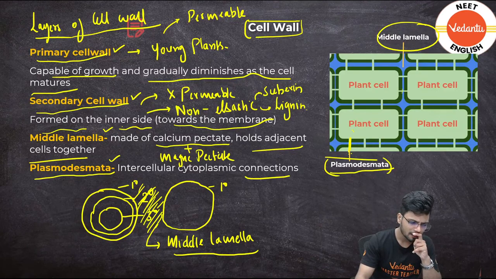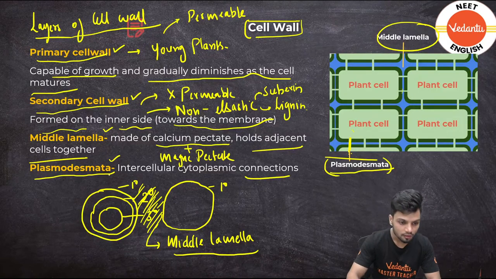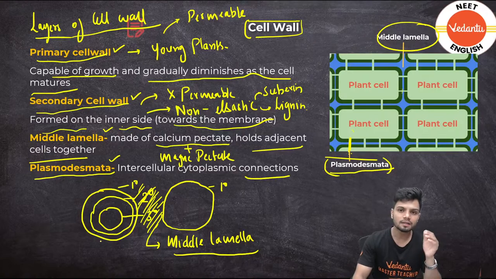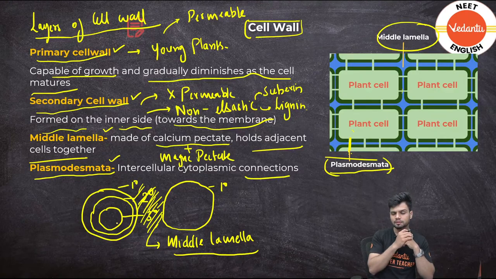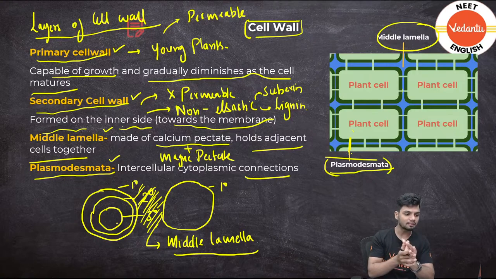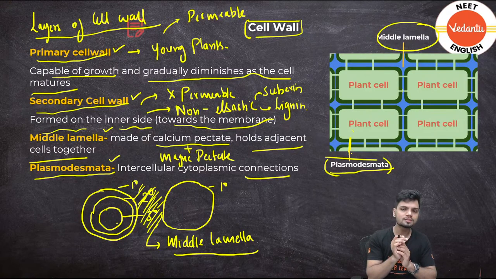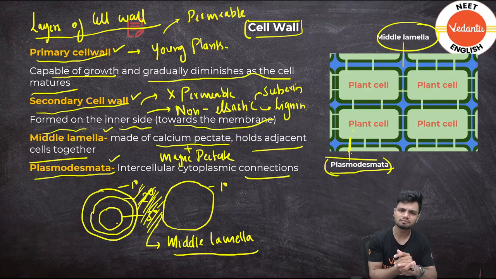I spoke about the cell wall from that time. Now, I told you this cell wall is completely impermeable. But if the secondary wall is completely impermeable, how will the exchange happen? Can anyone tell me in the chat? I told you the secondary cell wall is impermeable, dead and everything. But then, how will the exchange happen?